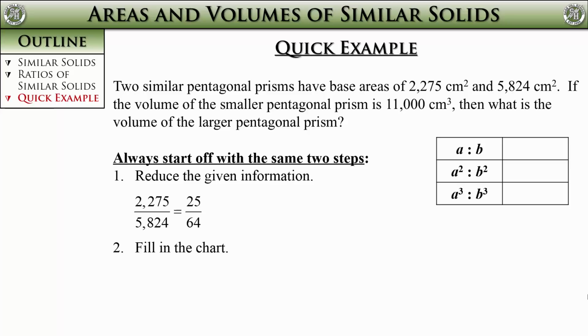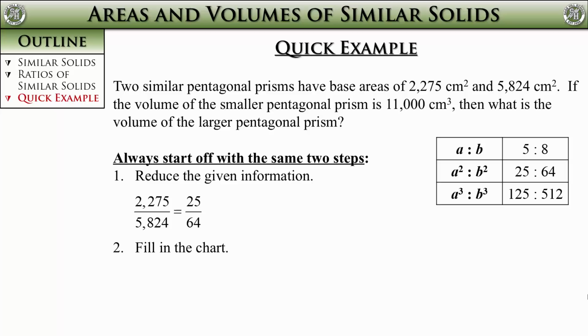Here I have 25/64, but which box does it go in? Well, we were given dimensions for the base areas. Areas are units squared, so it should go in the a squared to b squared spot. Now take the square root of that to get 5 to 8 for a to b. Now we need to cube 5 and cube 8 to get 125 and 512 for a cubed to b cubed. With these 2 automatic steps filled in, the rest of the problem is pretty easy.